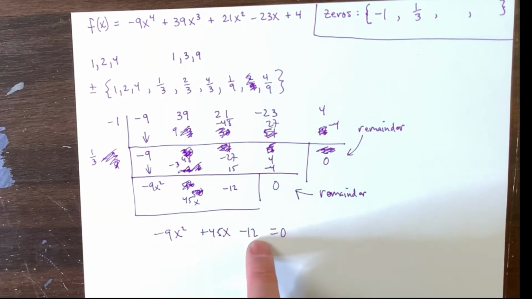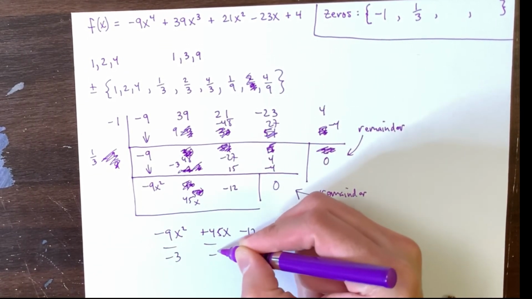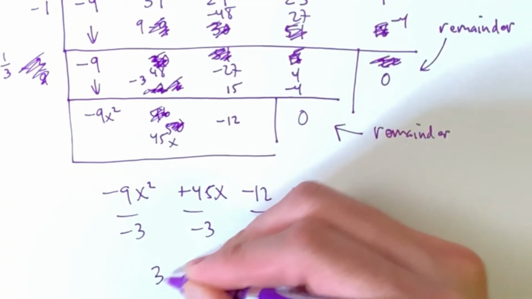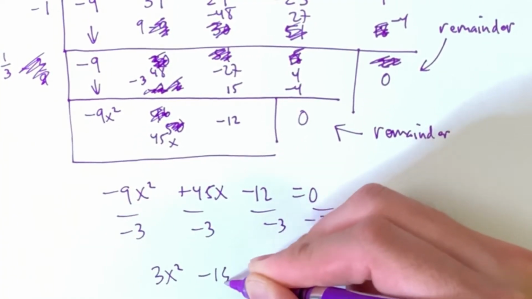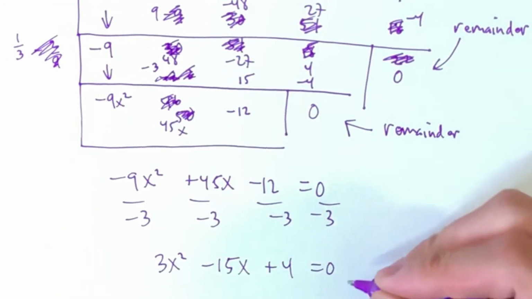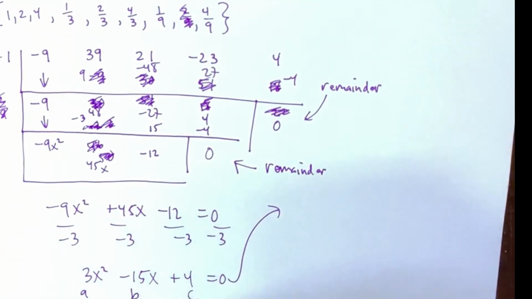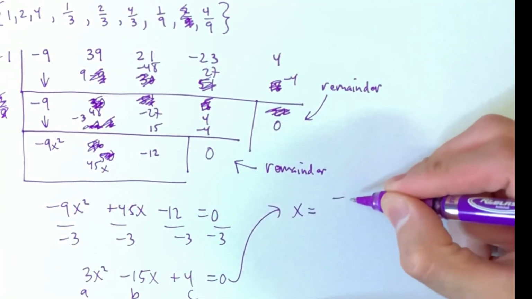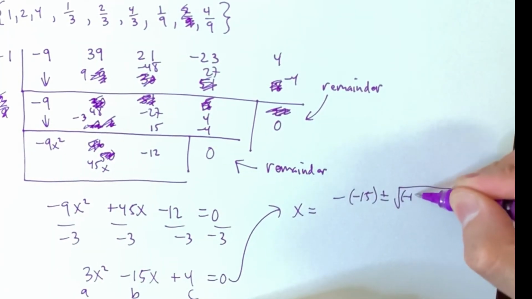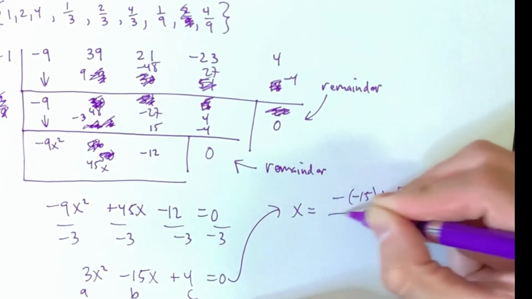You know what I see? I can actually divide everything by negative 3. I can reduce everything by negative 3 to make the numbers easier to look at and easier to deal with. So now that I have this, let me go quadratic formula, where this is A, B, and C. So quadratic formula is negative B plus or minus the square root of B squared minus 4AC all over 2A.